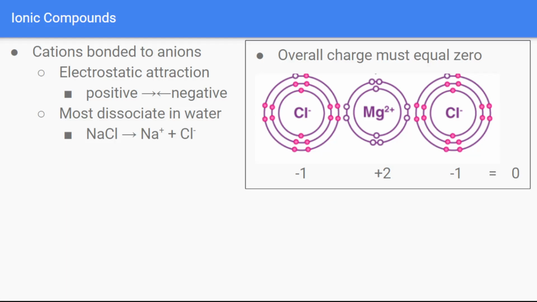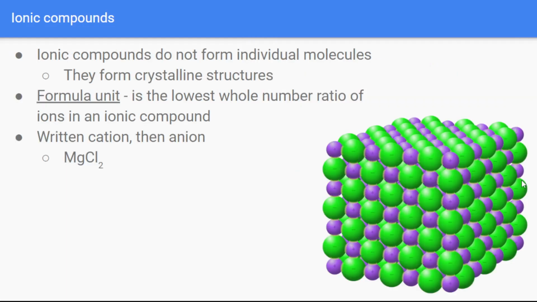The overall charge has to be 0. In this example, you have magnesium with a 2+ charge that attracts 2 chloride ions, each with a negative charge. Overall, the charge is 0.